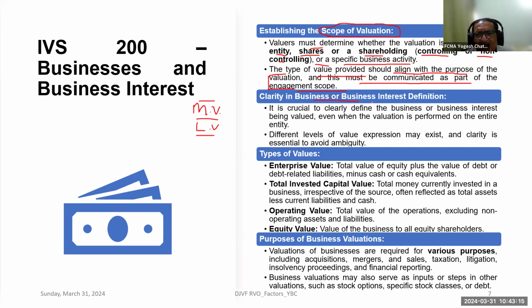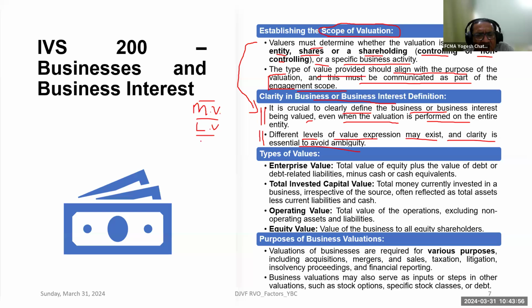Now, clarity in business or business interest definition. It is crucial to clearly define the business or business interest being valued, even when a valuation is performed on the entire entity. That is very important, and again, that will be in the scope of work. What is being valued by the valuer needs to be defined in clear words, without any ambiguity. Different levels of value expression may exist, and clarity is essential to avoid ambiguity.